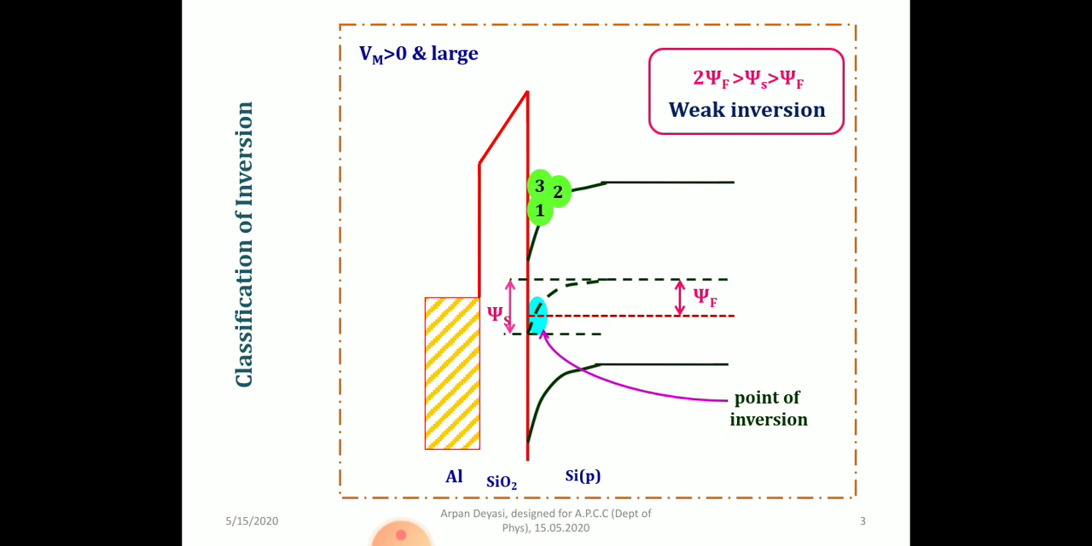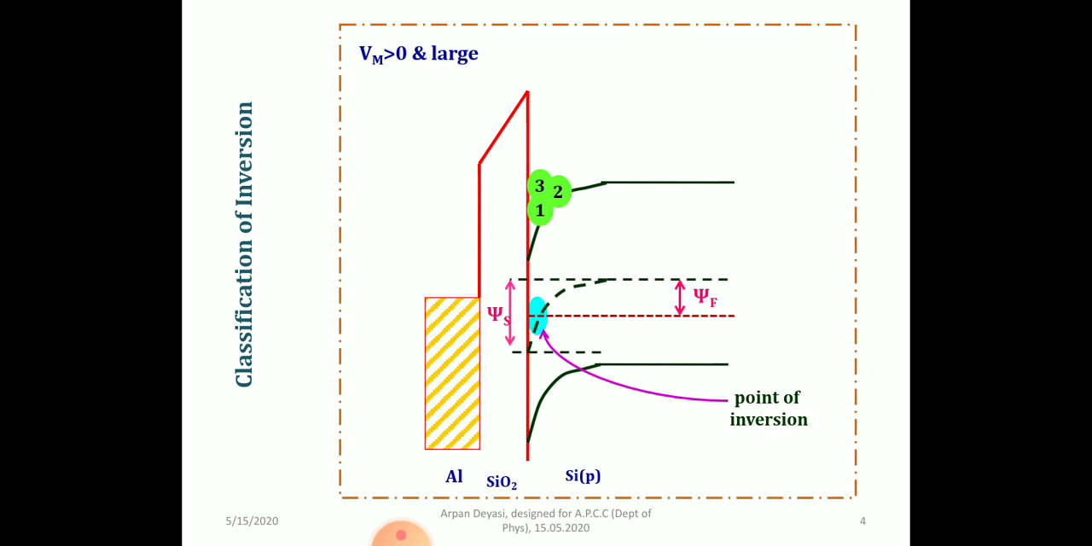So it will be psi f plus some small quantity psi, where psi is less than psi f. So psi s, that means the surface potential, is less than twice the Fermi potential. That condition is known as weak inversion condition. I am repeating again, that condition is known as weak inversion condition. But now look at the figure.